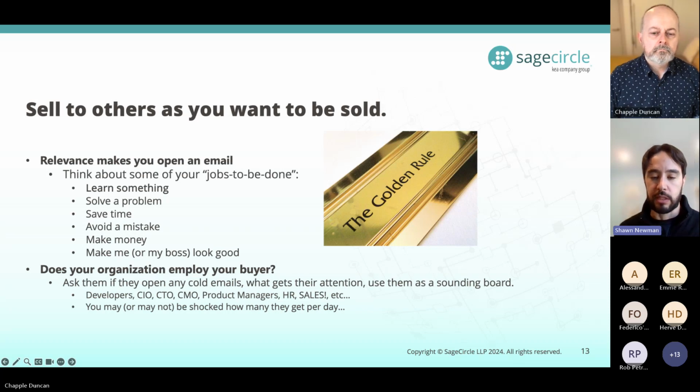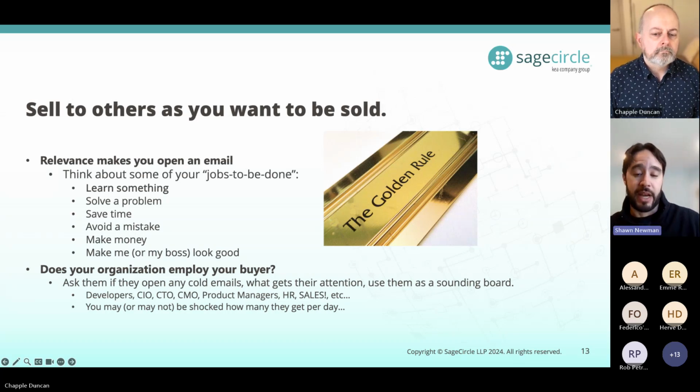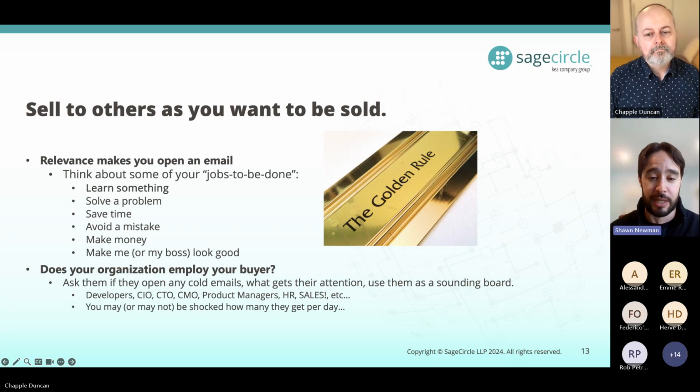And I always like to include one thing that you can do, hopefully not right now, but after the webinar. If it's something you haven't done in the past, think about within your own organization. I'm sure if you work for a software company, you have developers, you have a CIO, a CTO, a CMO. Send them an email and ask them: how many cold emails do you get a day? What was the last one that you opened? Why did you open it? What was included in it? Did you take any additional action from it?